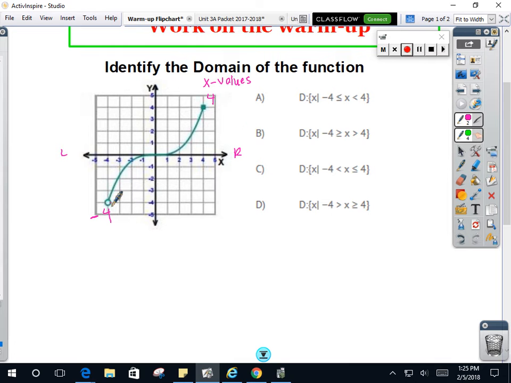Anytime it's an open circle, it means that there's not actually a point at -4. Okay, it's not equal to -4. So for that reason, you should not have an equal to bar with the sign beside the -4. So A and B are out. You should have an equal to sign though beside the +4 because that's a closed circle. There is actually a point sitting there that has a y value of 4. So equal to 4.